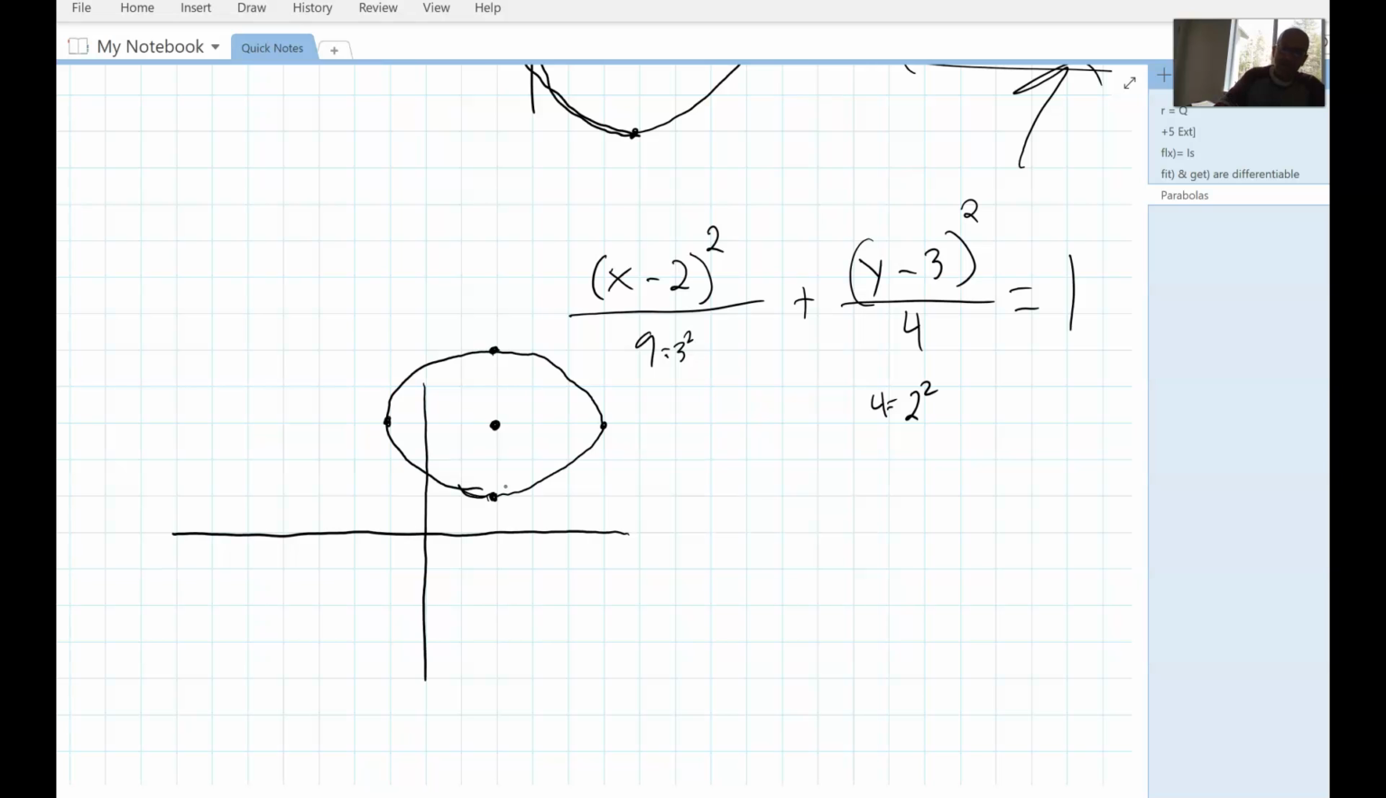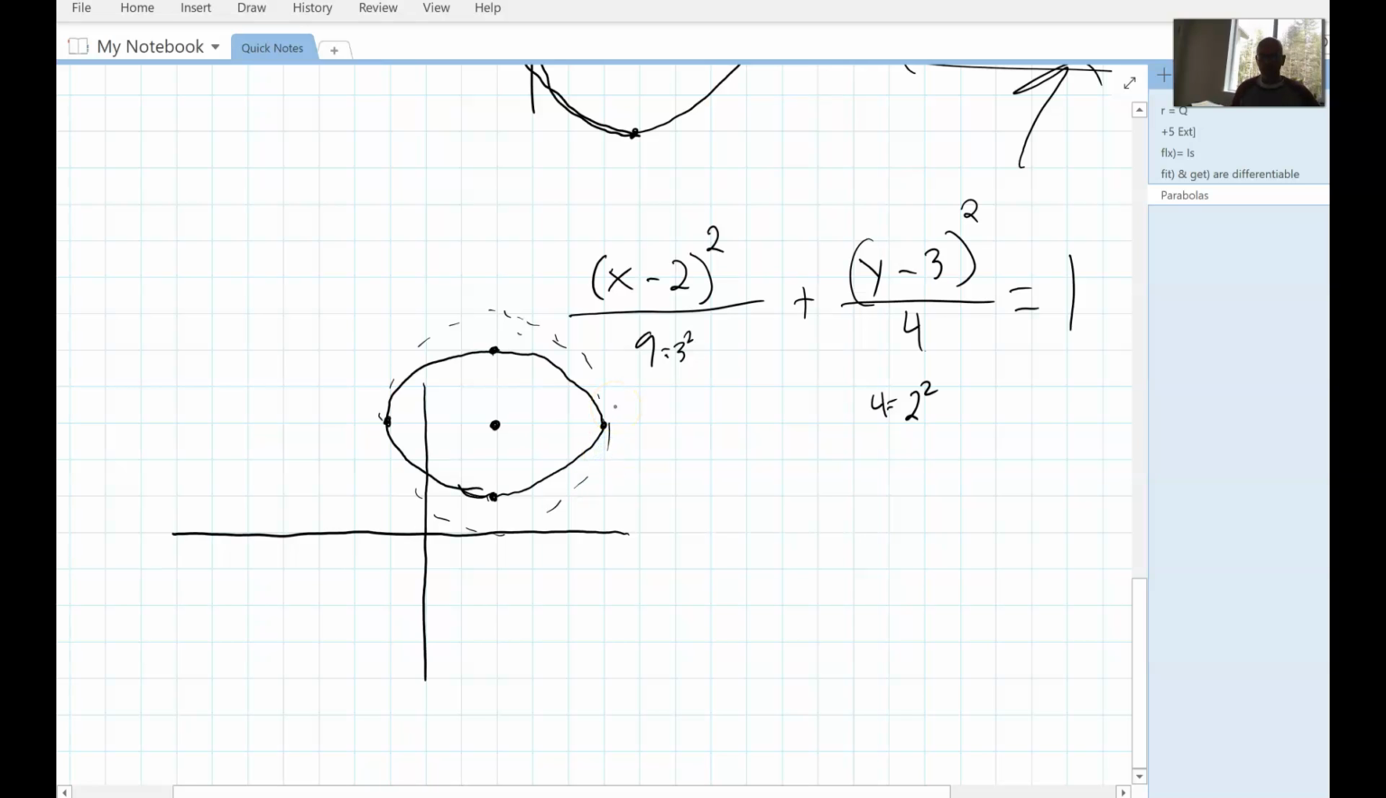If you just keep in mind, a good way to think of it is instead of calling an ellipse a stretched out circle, a better way to think of it is a circle is an ellipse whose axes are the same length. Because notice if we had, like I said, 9 there and 9 there, this would just be a circle because we'd be going like that.